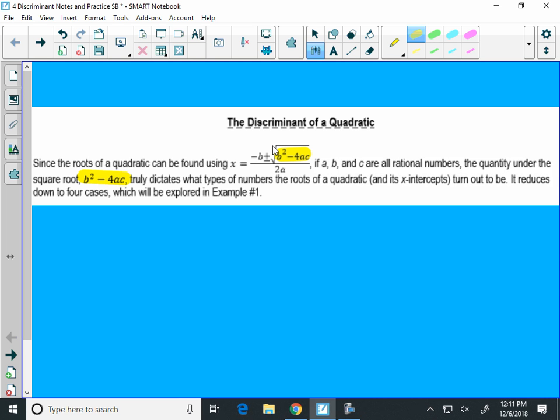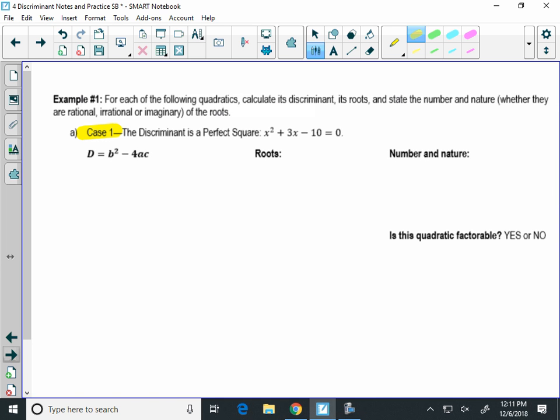Okay, so the b squared minus 4ac is going to tell you a lot about the quadratic. So we're going to explore, there are 4 different cases. This set of numbers is called the discriminant, so we're going to talk about what that tells us here. So case 1, suppose that the number under the radical, your b squared minus 4ac, is a perfect square. All right, so that's going to be case 1. So let's explore that here.